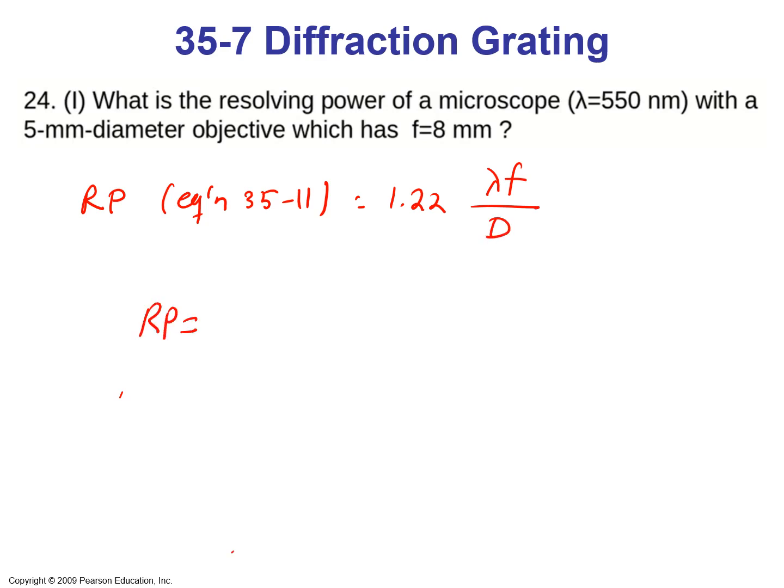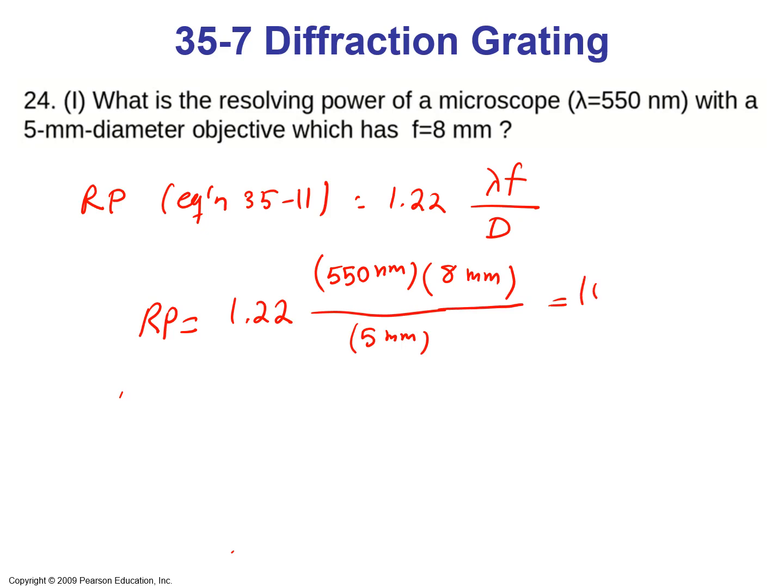So resolving power is equal to 1.22 times 550 nanometer. The focal length is 8 millimeter, and the diameter is 5 millimeter, and that gives us 1074 nanometer, which is almost equal to 1 micrometer.